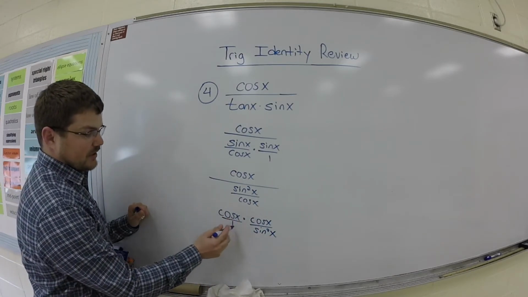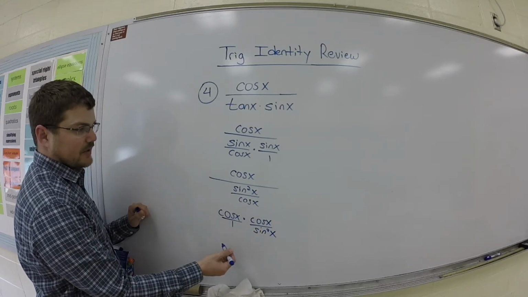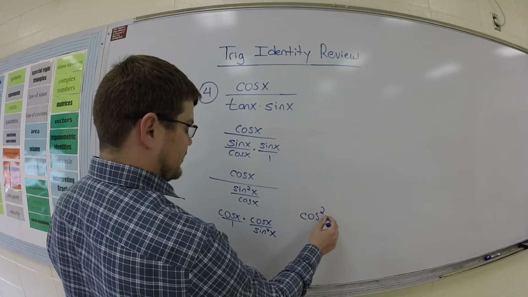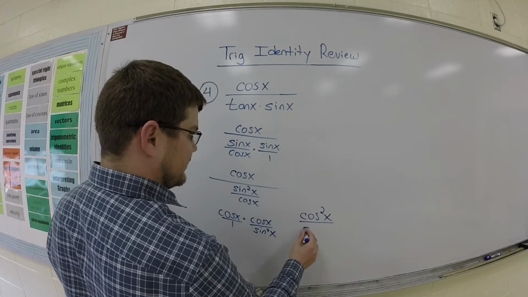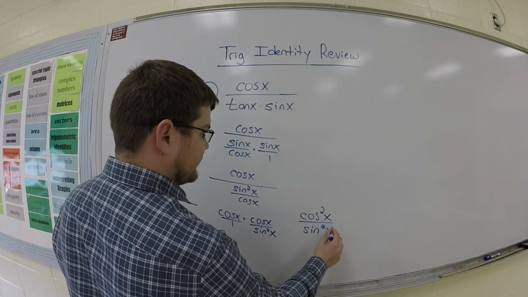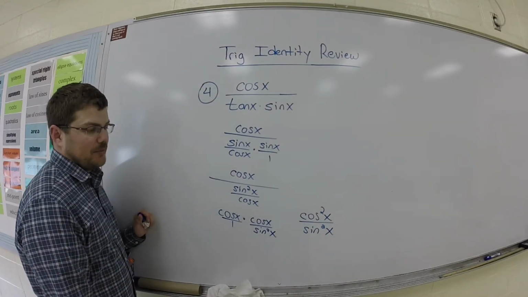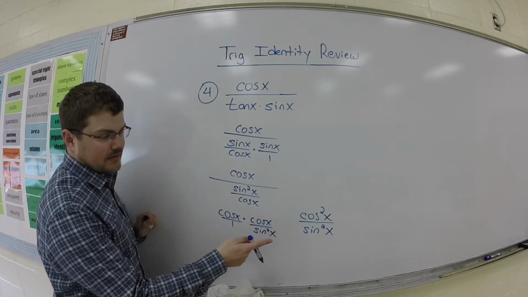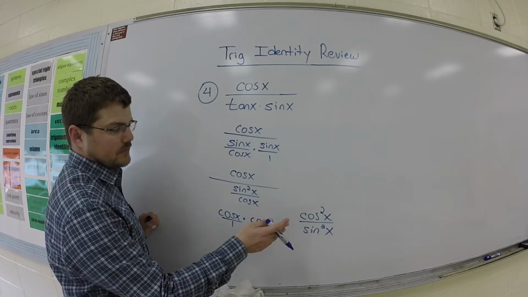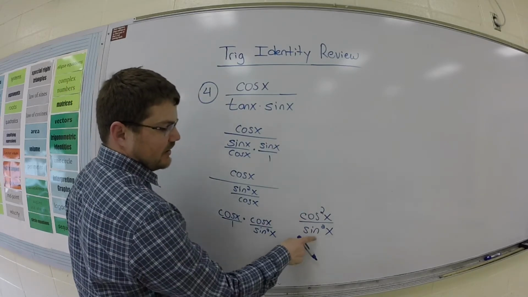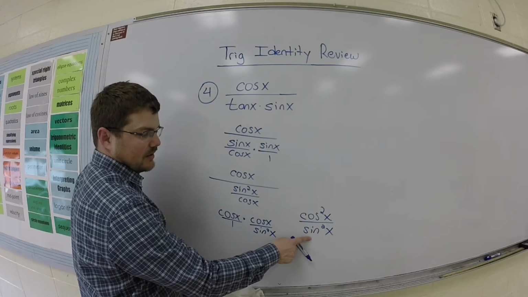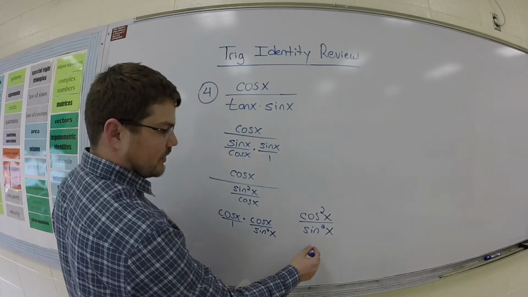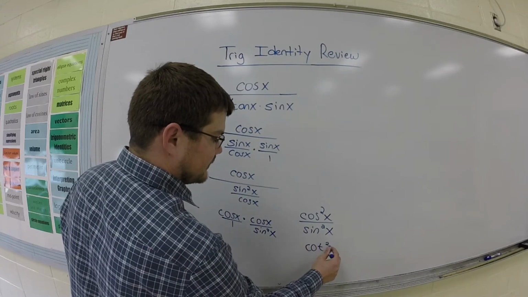Multiplying straight across, cosine times cosine, this gives me cosine squared divided by sine squared. Remember on your identities, cosine over sine is cotangent. And so cosine squared over sine squared would be cotangent squared. And that is our answer.